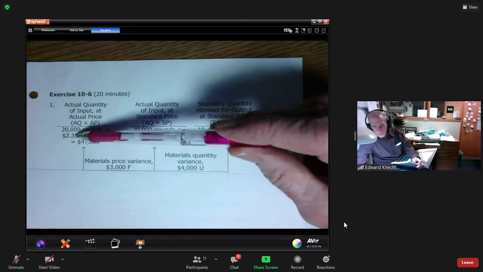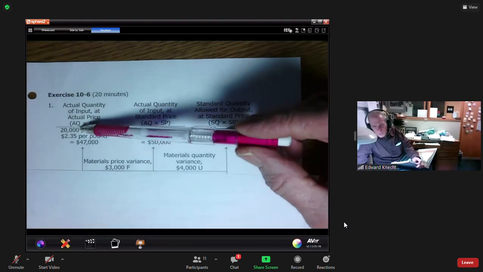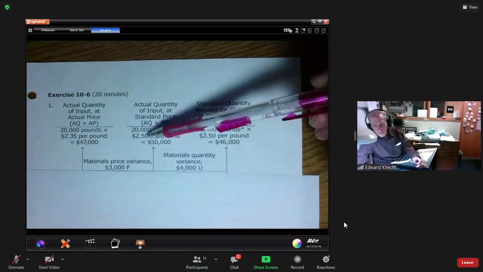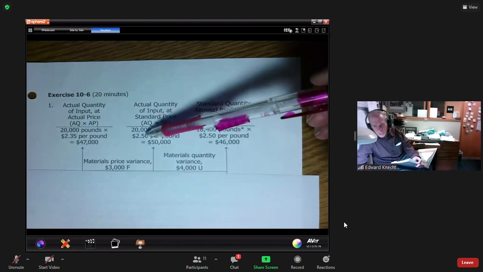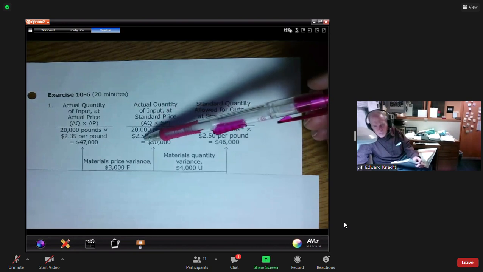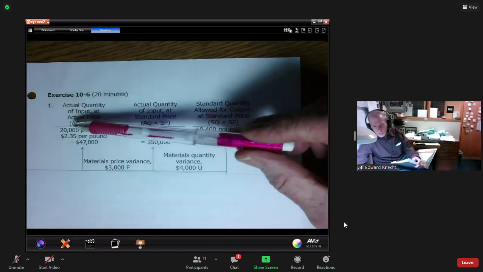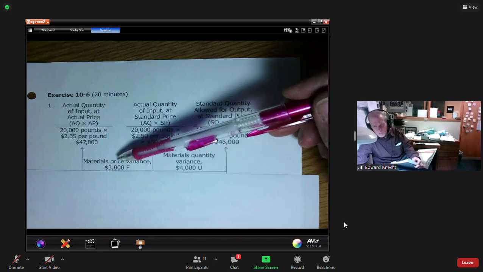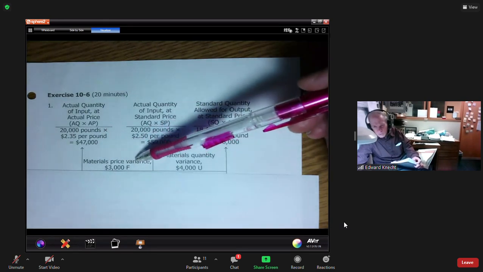So I could just take the difference, $2.35 to $2.50. That's 15 cents and multiply it by 20,000 pounds. That would give me 3,000 favorable. How do I know it's favorable? Because the budget or the standard is nothing but the budget on a per unit basis. We're supposed to be paying $2.50 per pound. We paid $2.35. It's less, so it's favorable, but it's called material price variance.